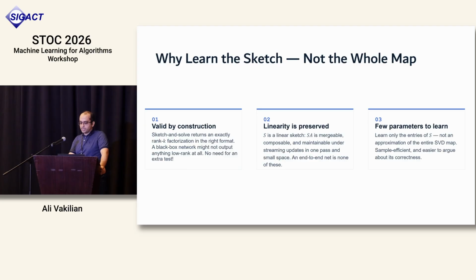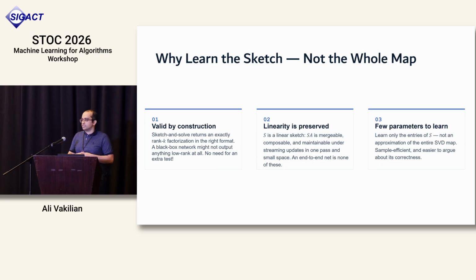There's some difficulty on that, but this construction is valid as we are producing it, because the way that we have this sketching algorithm, we are making sure that it's low rank, and they have a certain error at most. No test is needed, basically. The second one, which is more important, is that the linearity is preserved. So these linear sketches are useful because you can compose them, they're mergeable.